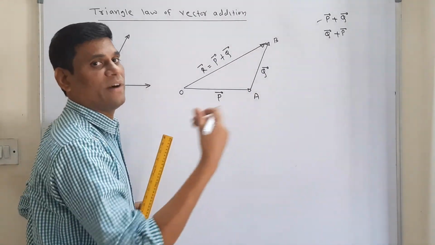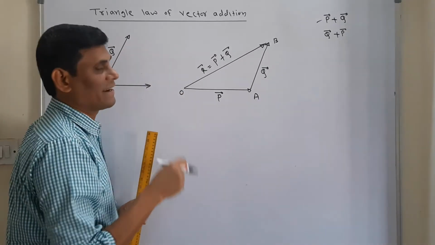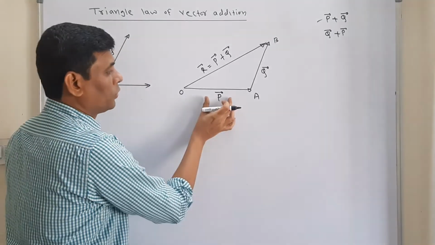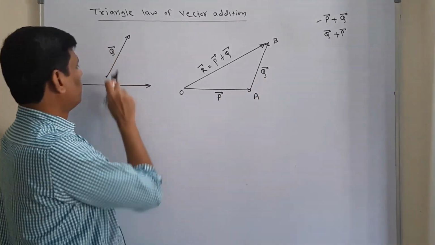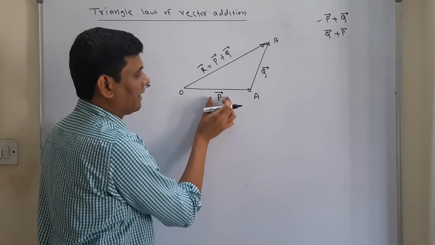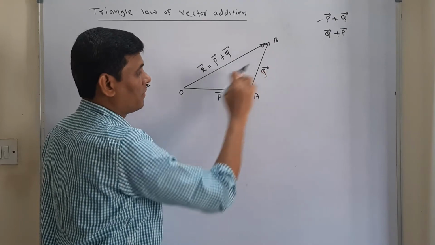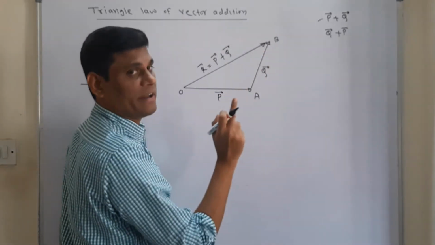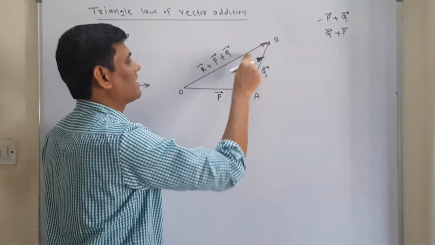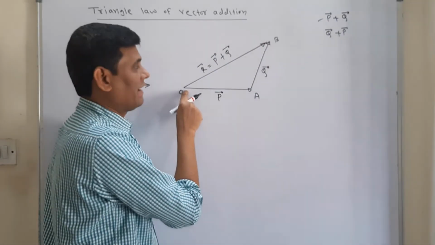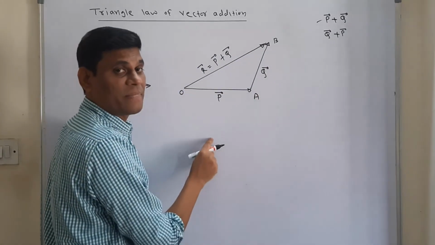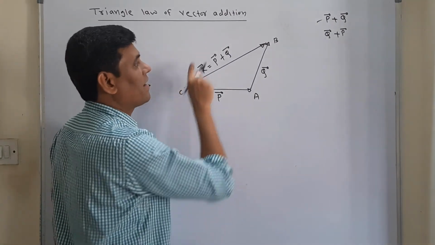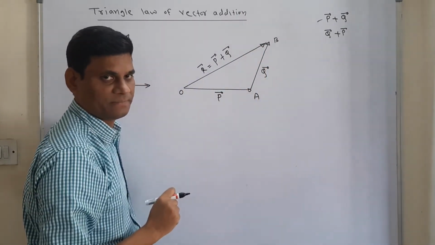Now how to define the triangle of vector addition? Remember, you can add vectors of the same type. Two vectors of the same type, represented in magnitude and direction by two sides of a triangle taken in a certain order, then the third side of the triangle represents the resultant in magnitude and direction taken in the opposite sense. That means from the starting point of the first vector to the ending point of the last vector.